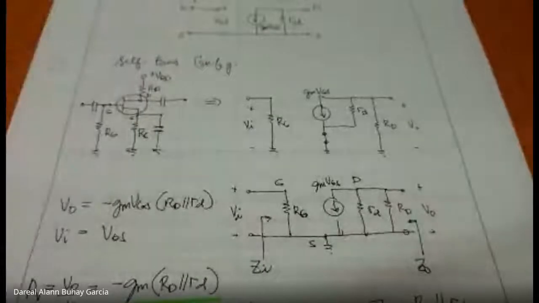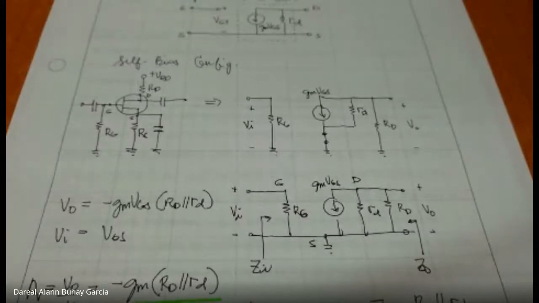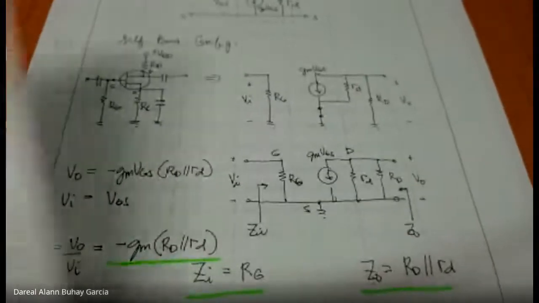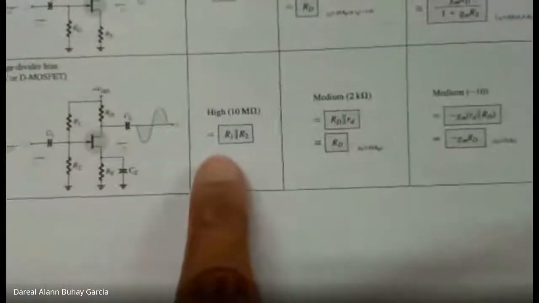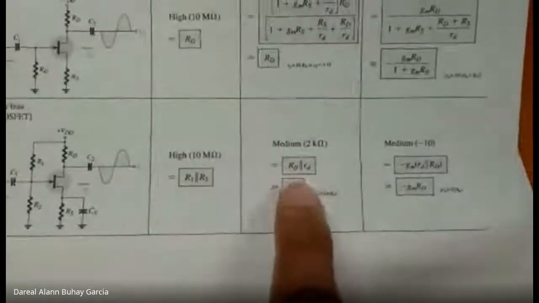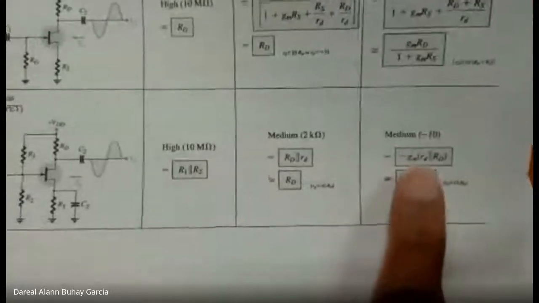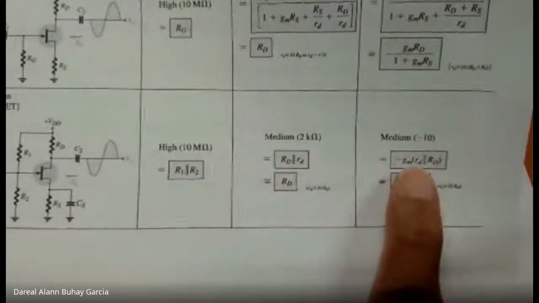For all the other circuits, we don't need to derive everything; we just refer to our table of formulas. I only showed here how the other expressions are derived, like for voltage divider bias, with the values for input impedance, output impedance, and the expression for voltage gain.